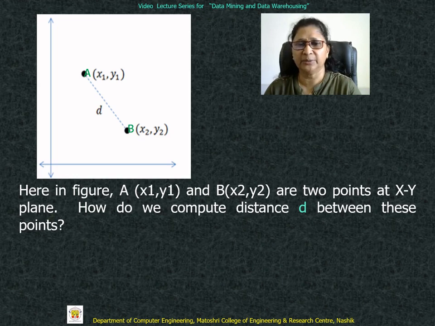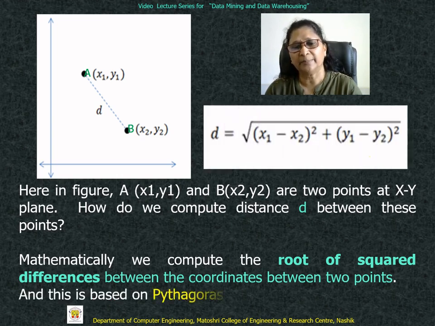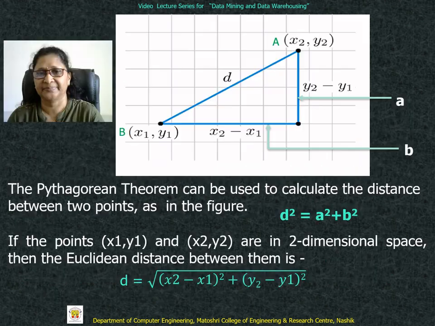Here in the figure we are given 2 points A and B in the xy plane, A with coordinates x1, y1, and B with coordinates x2 and y2. Now how do we compute the distance between these 2 points? Mathematically we know that we compute the value of D as the root of the sum of square differences between coordinates. And we know that this is done with the Pythagoras theorem. So look at how we compute it using the Pythagoras theorem. The source of this formula is the Pythagorean theorem.